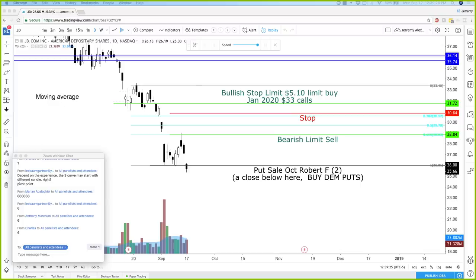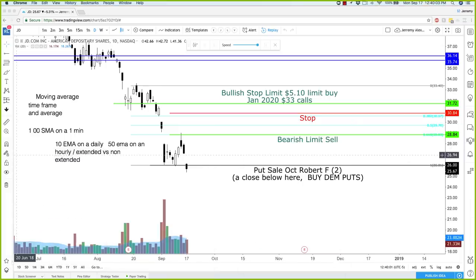Well, again, you get to pick when you do a moving average, time frame and average. Here's a tip. They all work, just not all the time. So what if you do the 100 SMA on a 1 minute chart? Okay, sure, that moving average will work sometimes, just not all the time. What if you use a 10 EMA on a daily, or the 50 EMA on an hourly? What if the hourly is extended hours versus non-extended hours? They all work, just not all the time. I know you might get annoyed by me saying that, but it's really a philosophy you have to live by.